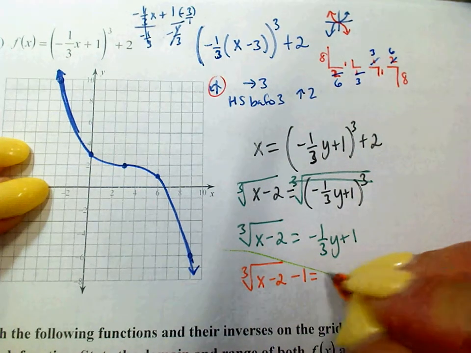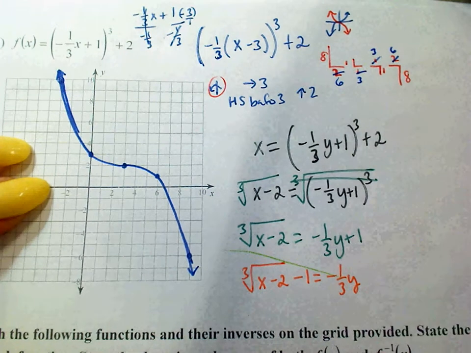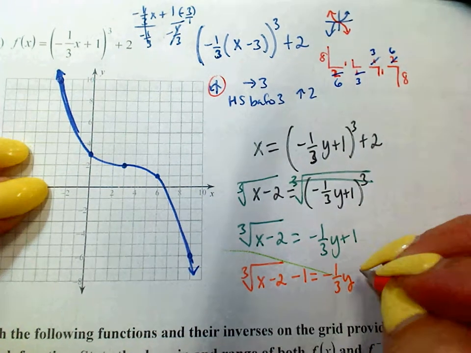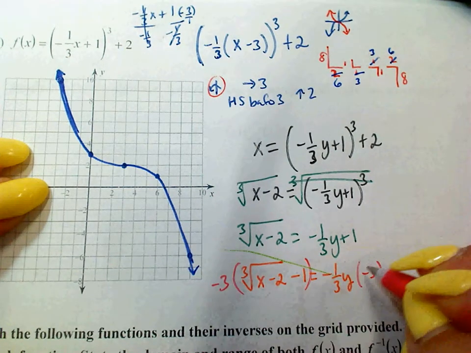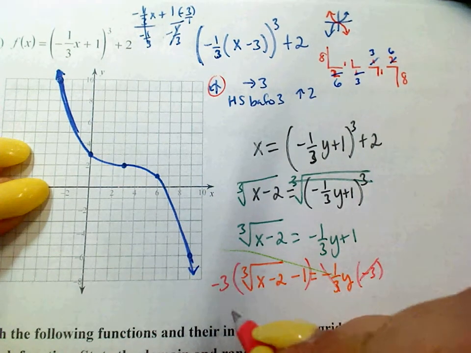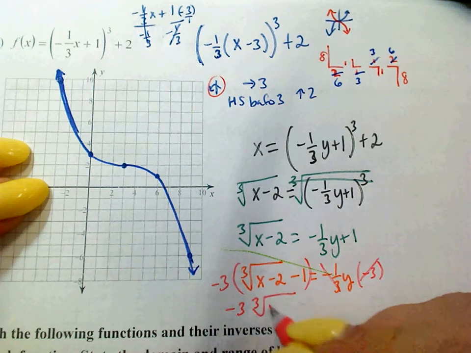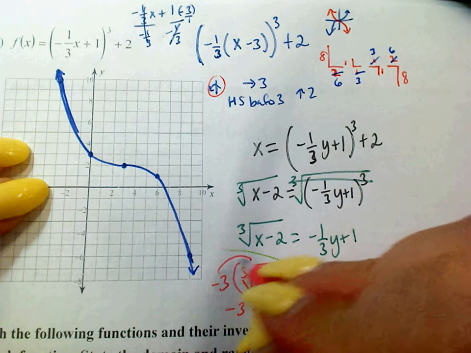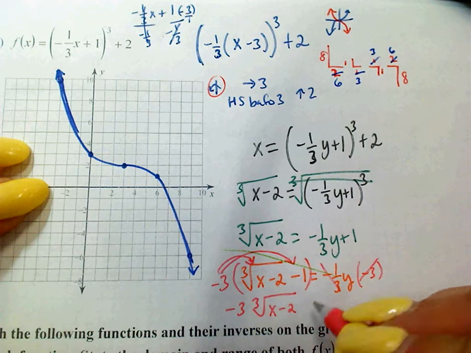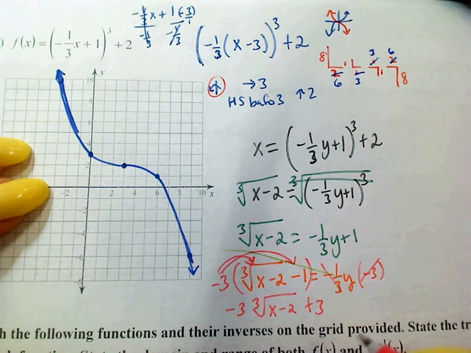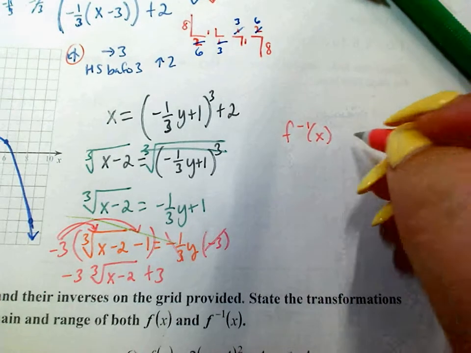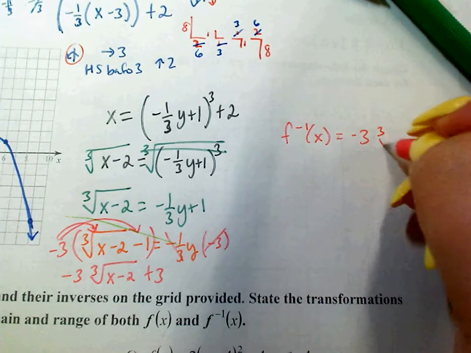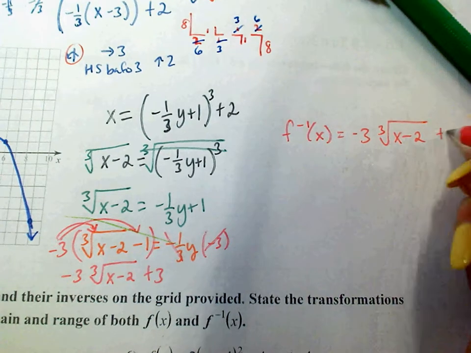So negative 1/3 y. And then the opposite of multiplying by negative 1/3 is to multiply by negative 3. So if I multiply the entire side by negative 3, then I get negative 3 times the cube root of x minus 2, and then negative 3 times negative 1 is plus 3. And so my inverse, f inverse of x, equals negative 3 times the cube root of x minus 2 plus 3.